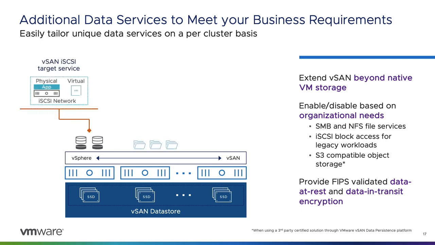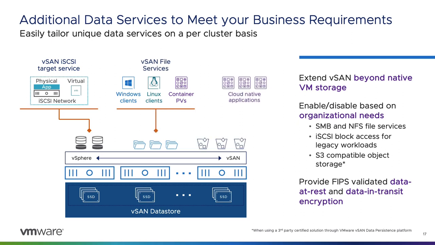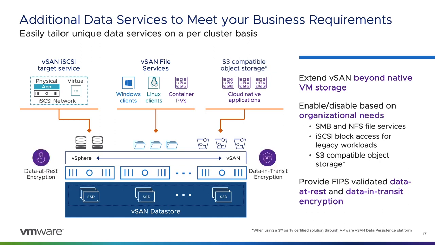vSAN offers a number of data services to help you address your organization's unique requirements. While vSAN can run hundreds of VMs per host in a vSAN cluster, additional data services are available to extend the functionality of vSAN. Take, for example, the vSAN iSCSI target service, where you can create an iSCSI target on vSAN so that a legacy physical server running an application can mount that iSCSI volume. Or perhaps your organization needs file services. vSAN File Services offers the ability to create SMB and NFS shares to work with both traditional and cloud-native workloads.